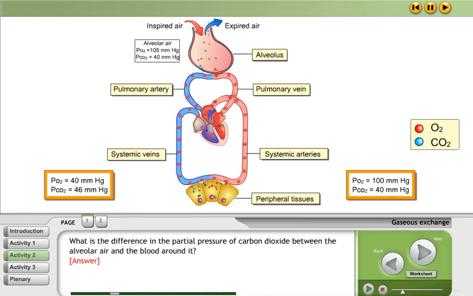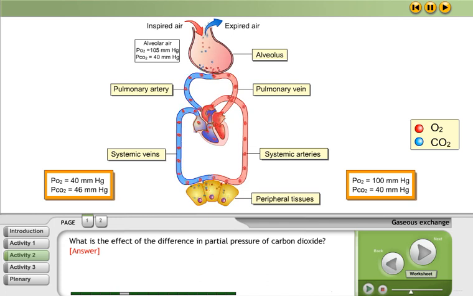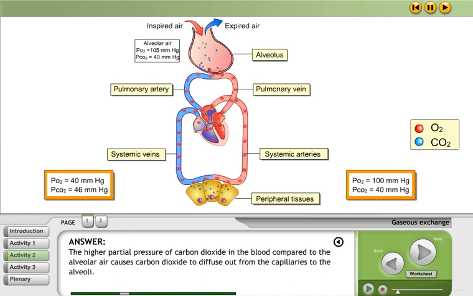What is the difference in the partial pressure of carbon dioxide between the alveolar air and the blood around it? Answer: partial pressure of carbon dioxide equals 40 minus 46 equals negative 6 mm mercury. What is the effect of the difference in partial pressure of carbon dioxide? Answer: the higher partial pressure of carbon dioxide in the blood compared to the alveolar air causes carbon dioxide to diffuse out from the capillaries to the alveoli.